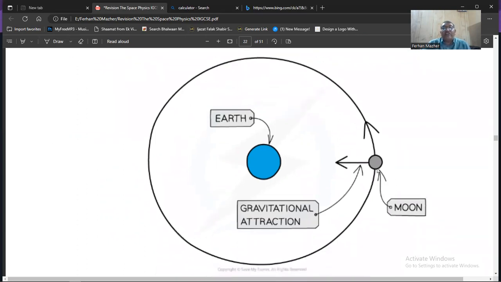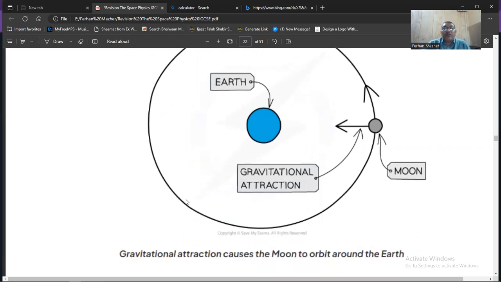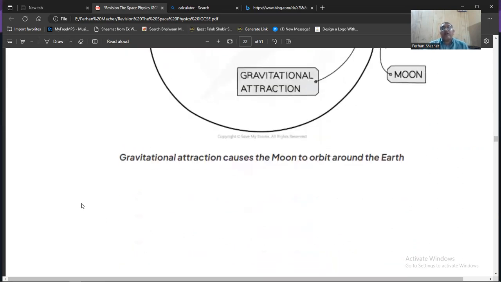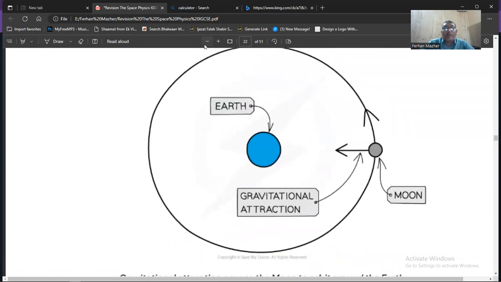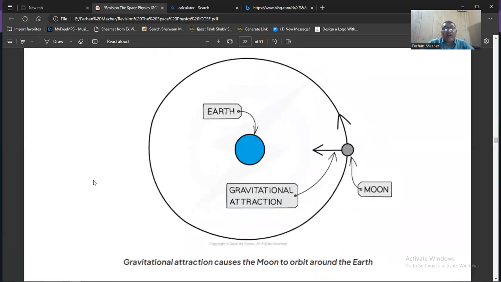So for example, this moon is orbiting around the earth. The gravitational attraction of the earth, which is toward the center of the earth, keeps that moon orbiting in a circular path. Gravitational attraction causes the moon to orbit around the earth.